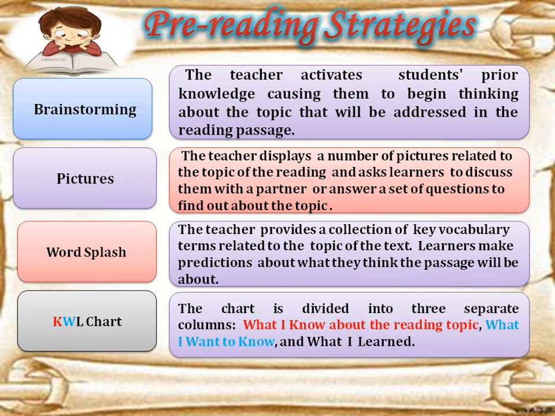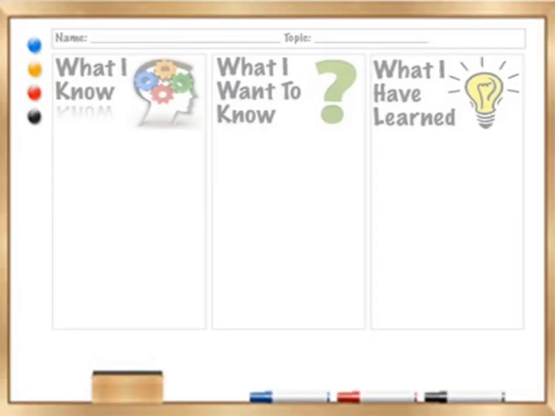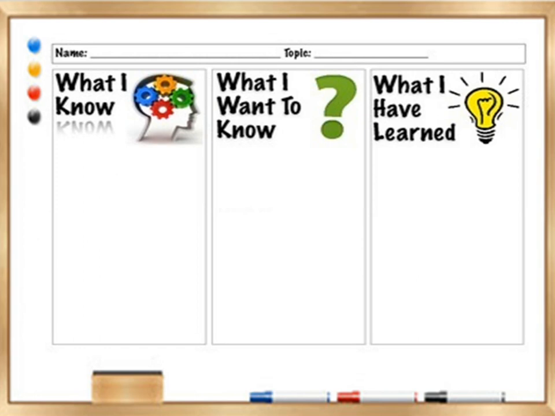The last pre-reading strategy is the KWL chart. It is a graphic organizer which ties up the pre-reading stage with the post-reading stage. KWL is an acronym. The K stands for what I know. In this part, learners write everything they know about the topic, any ideas or any prior information about the topic. W means what I want to know. In this column, learners jot down any ideas or information they would love to know about the topic.